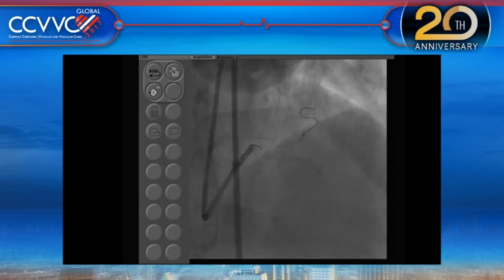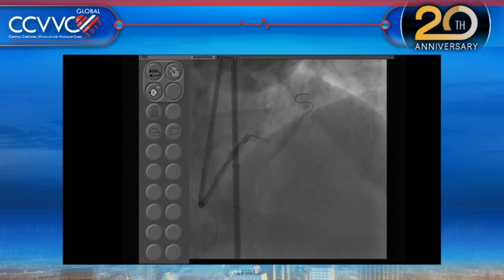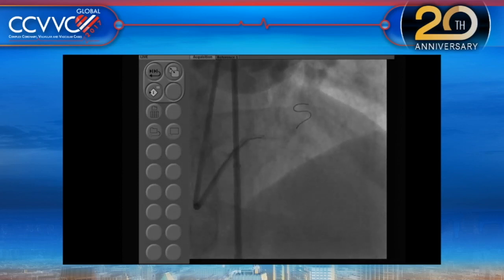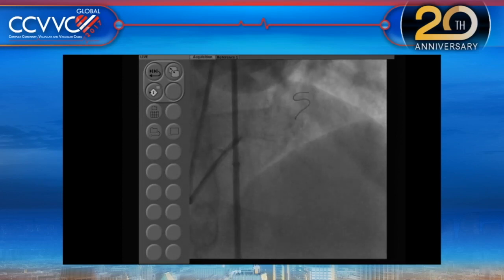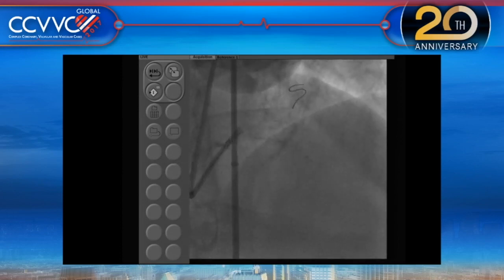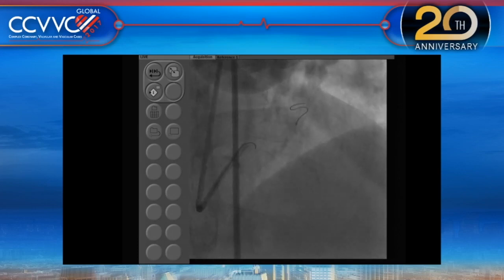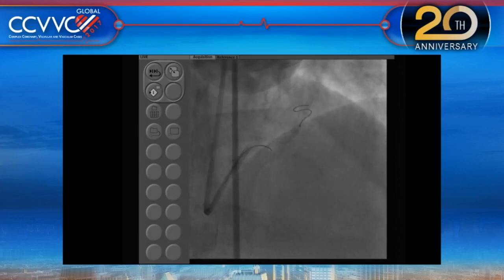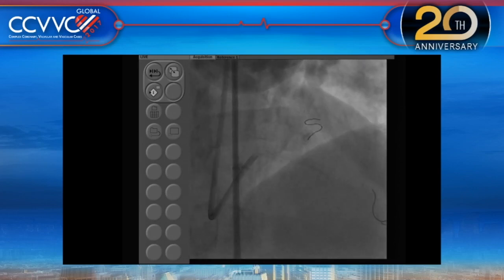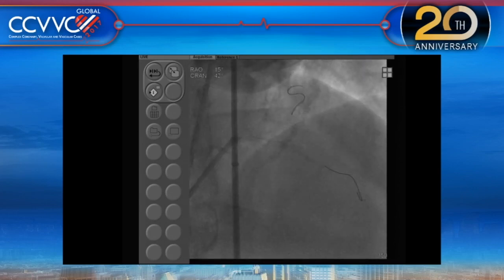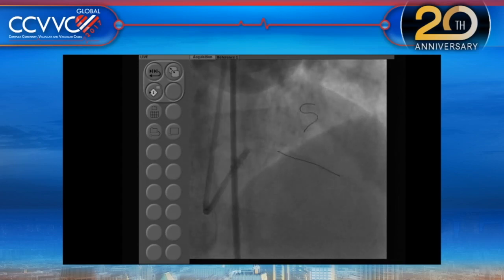Dr. Sharma, if you decide, as you suggested, to dilate the circumflex and then rotablate the LAD, are you concerned about losing the access to the circumflex? Exactly what Dr. Kinney was saying. That significant disease we went in the diag, that's fine. Leave it. Can I have the fluoro? Good.